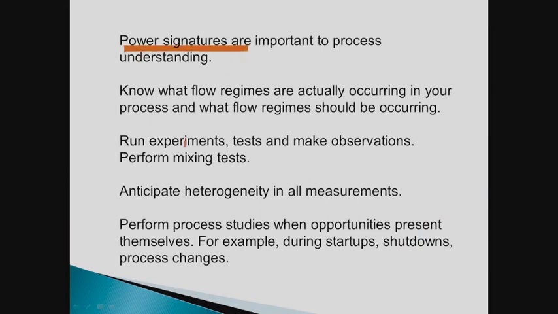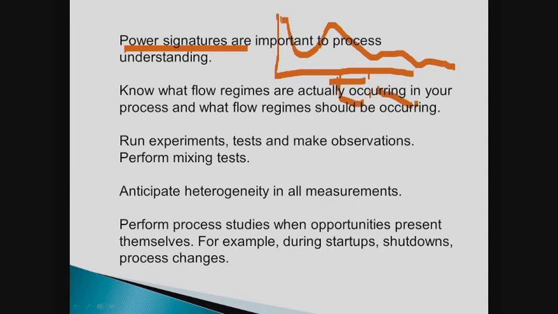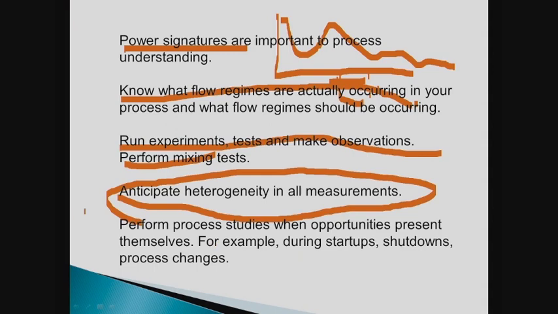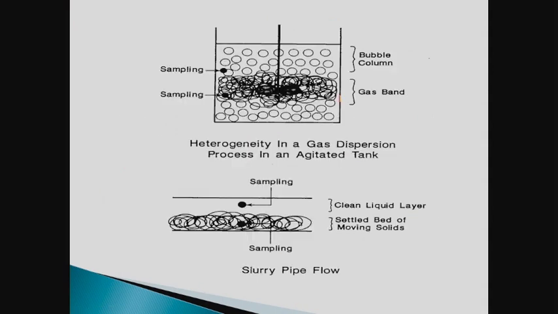Power signatures. So you have time down here. This is time, T-I-M-E. Anyway, we have power varying up and down like this, and that's your power signature. And you can tell where you are in your process by noting the power. Now, what flow regimes are actually occurring? You want to run tests, make observations. You want to perform mixing tests. Anticipate heterogeneity in all measurements. Perform process studies when opportunities present themselves. Very important.